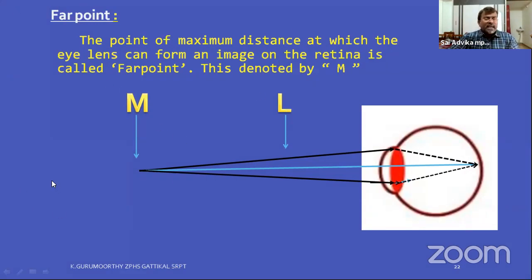For example, if I keep an object here, where the cursor is seen, I am moving this cursor, for example, an object is kept here. Then the person with myopia cannot see that object because the far point M is here. Up to this extent only, the person can see the objects clearly and distinctly without any strain. So this is the defect and this is the far point.